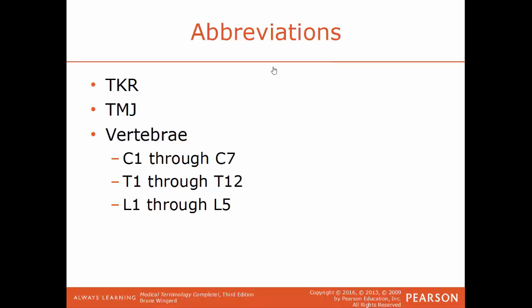The next group after those are the thoracic vertebrae. There are 12 of those, so they're numbered T1 through T12. And the last group in your lower back are the lumbar vertebrae, and there are 5 of those. They're indicated by L1 through L5.